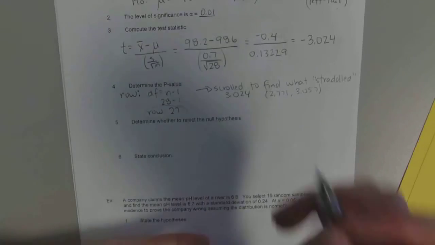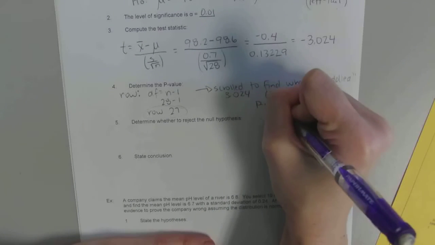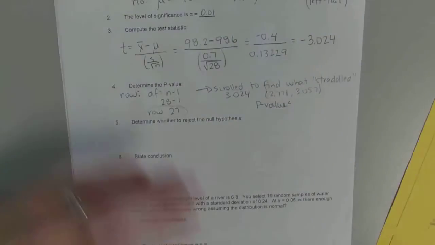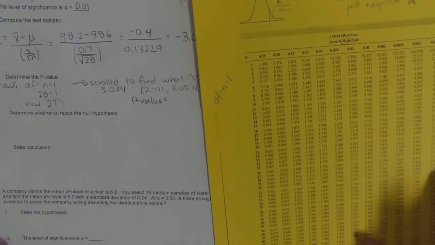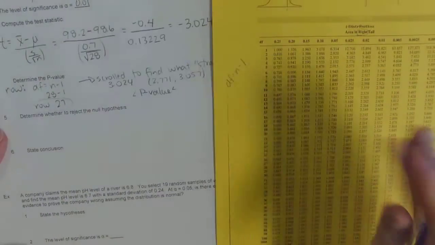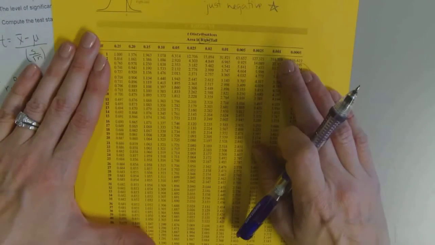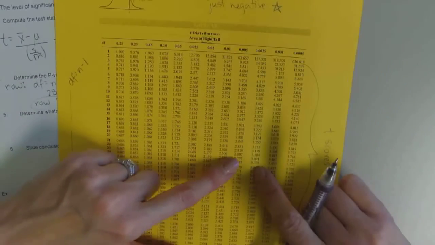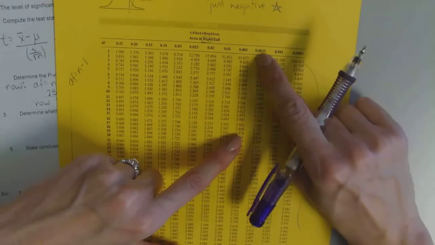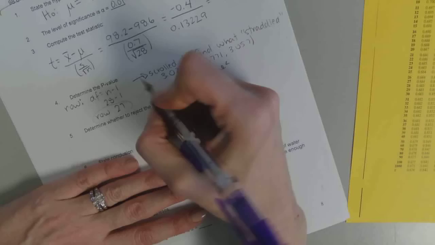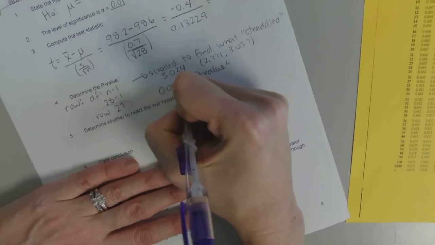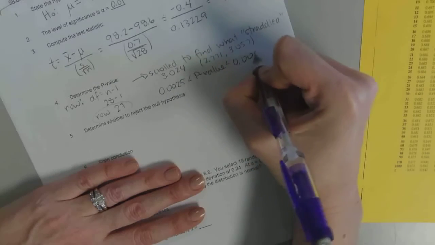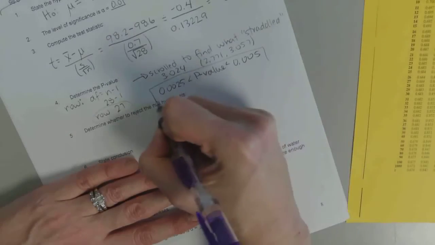So where is our p-value? Our p-value's in the middle. And what I don't like about this chart, guys, is our chart goes from high to low, which is the opposite of what intervals should go. You know, with inequalities, you should go low to high. So we're really looking at the 3.057 one first. So our p-value is between 0.0025 and 0.005. That's our p-value.